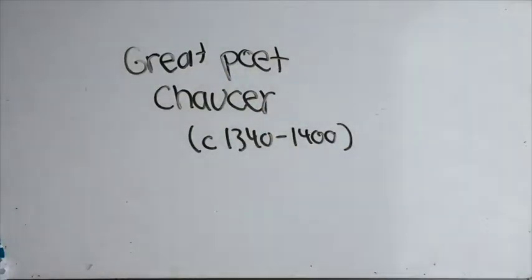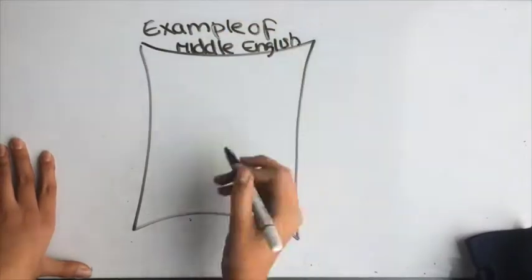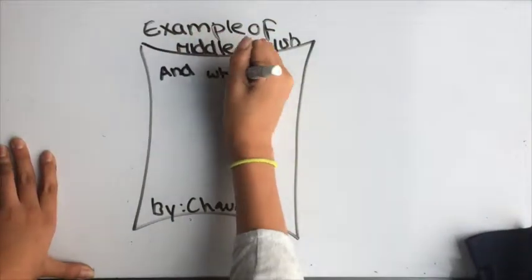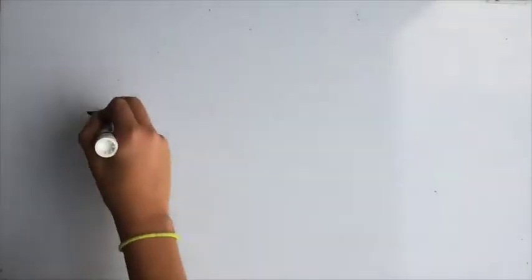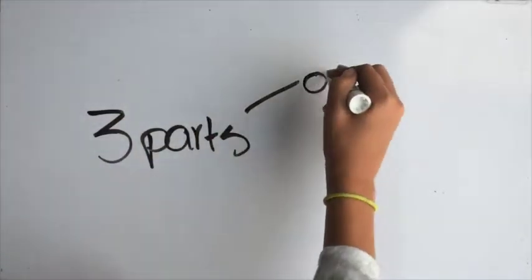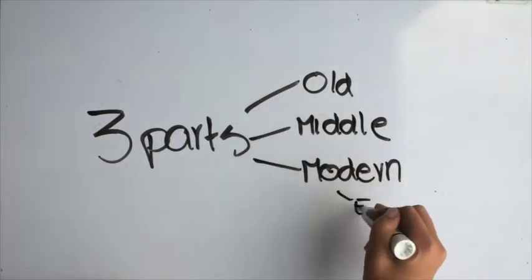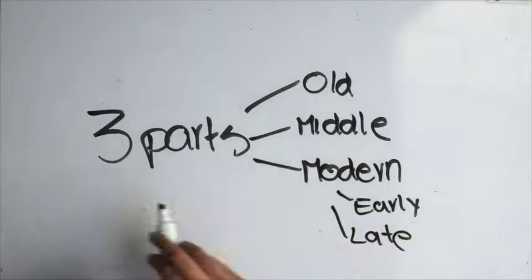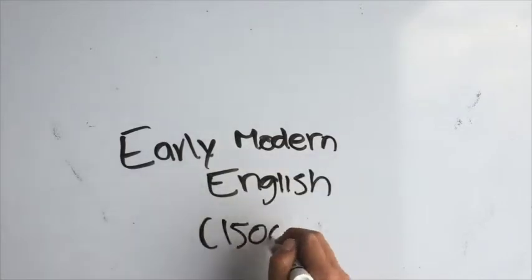It was the language of the great poet Chaucer, but it would be still difficult for native English speakers to understand today. The Modern English, the early one. Early Modern English, from 1500 to 1800.